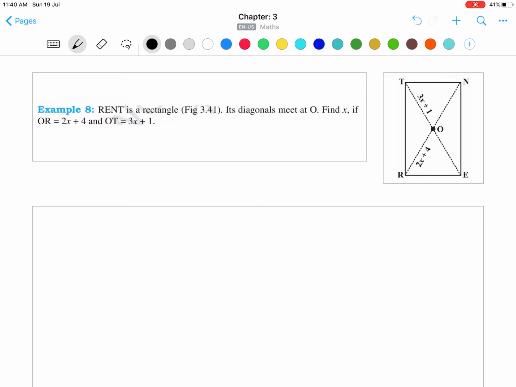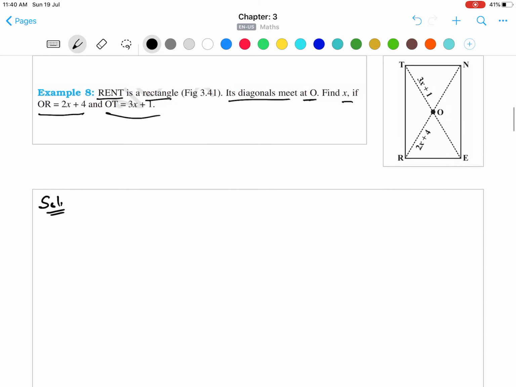example number 8. It says RENT is a rectangle. RENT is a rectangle as given in the figure. Its diagonals meet at O. Find x if OR is equals to 2x plus 4 and OT is equals to 3x plus 1. Okay, so let's start the solution of example number 8.